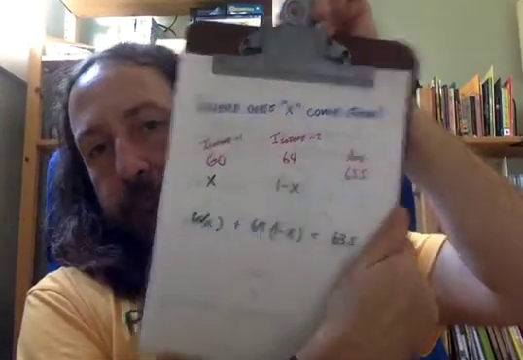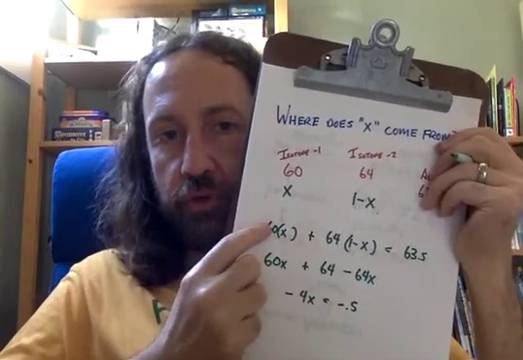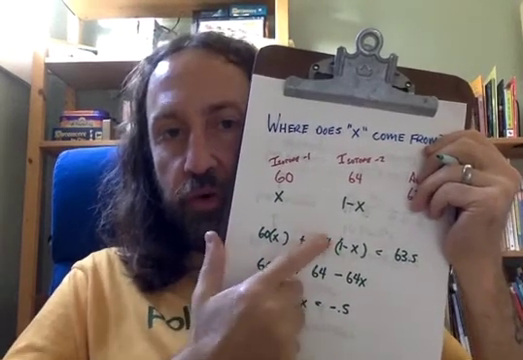So 60 times x plus 64 times 1 minus x equals 63.5, like that. And so that gets me 60x plus 64 minus 64x, and so that's minus 4x equals minus 0.5. Okay, so all I did here is I multiplied 60 times x and then 64, since we said that's 1 minus x, times 1, which is 64, times the minus.